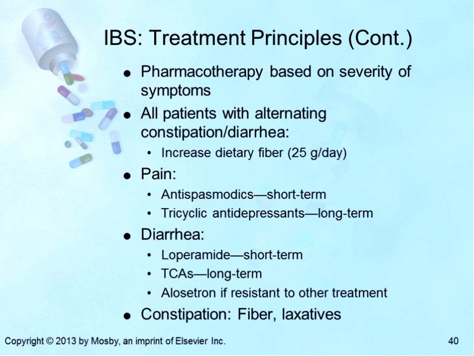The cardinal points of treatment: pharmacology is based on severity and targeted at specific symptoms. All patients with alternating constipation and diarrhea need to increase the dietary fiber to 25 grams per day. Pain needs to be controlled with antispasmodics such as anticholinergic medications for short-term and TCAs for long-term. Diarrhea can be controlled with loperamide for short-term, often used for breakthrough diarrhea, and antidepressants, TCAs, for long-term use.